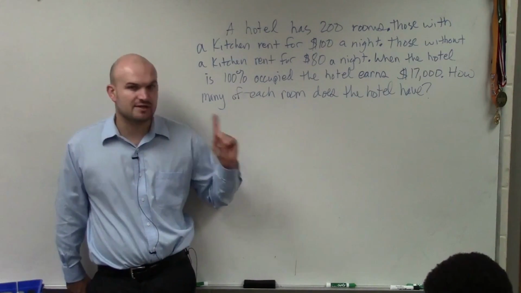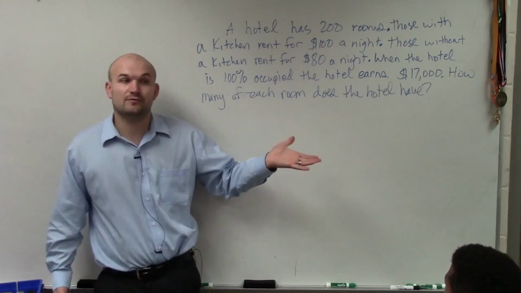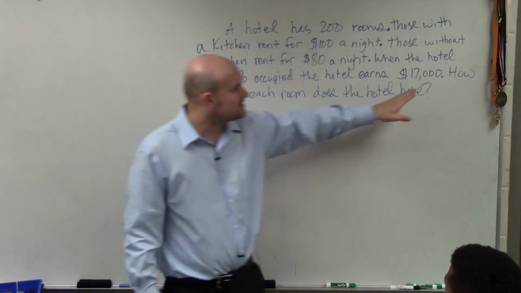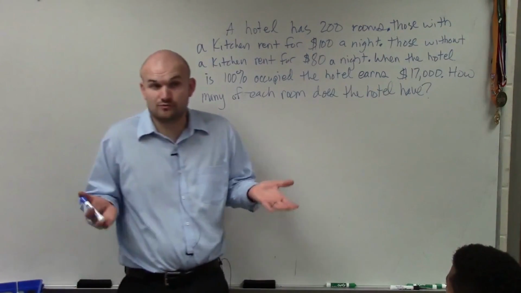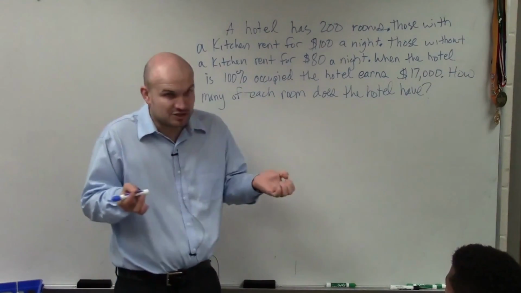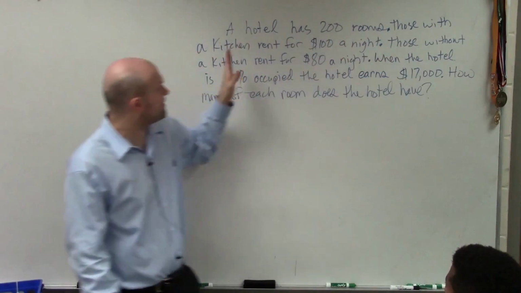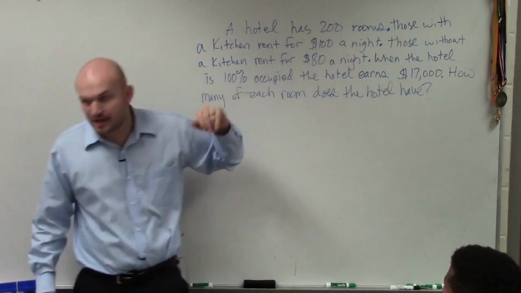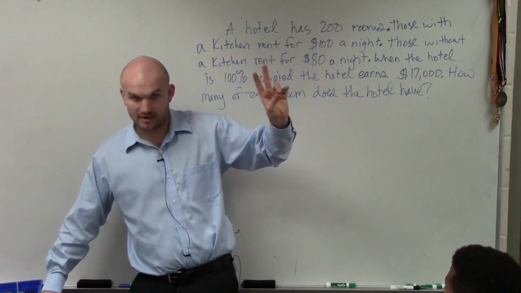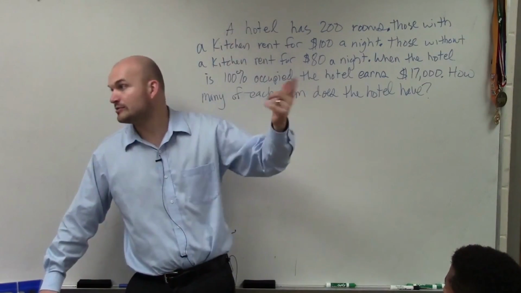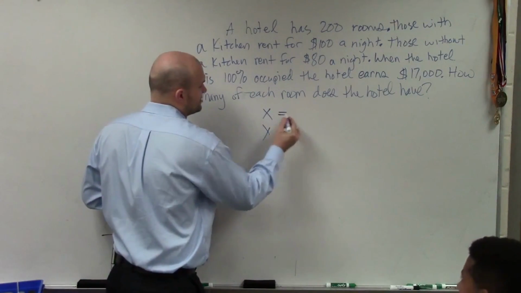The first thing you need to understand when doing a word problem is what exactly they are asking. Usually at the end is where they tell us, and we just need to focus on that. It says, how many of each room does the hotel have? So there are rooms, and we need to know how many. What type of rooms do we have? We go back through the information, and it says there are rooms that have a kitchen and rooms that do not have a kitchen. So there are two things we need to find: how many rooms have a kitchen and how many rooms don't have a kitchen in the hotel.